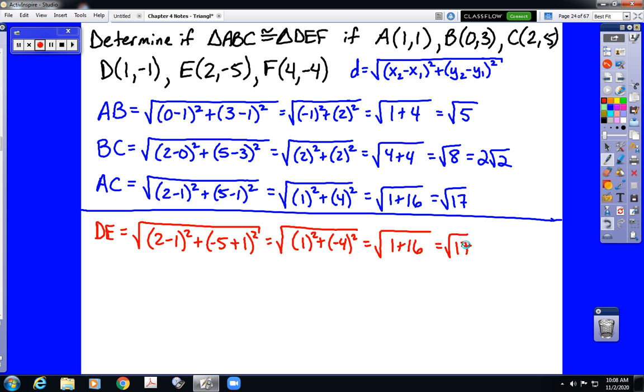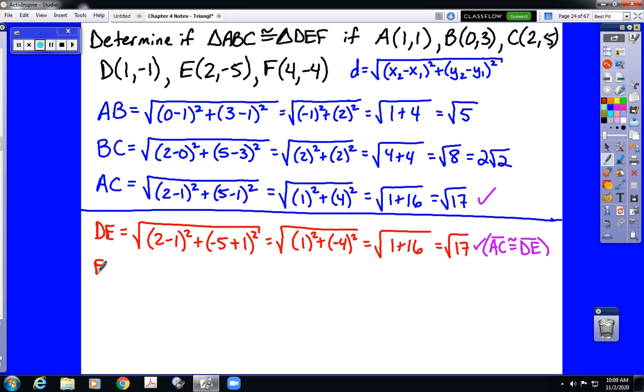So if we look at what we've got there, that number has to match one of the side lengths from the first triangle, which it does. AC is equal to DE, which in turn would mean that line segment AC is congruent to line segment DE. See, these match. They're the same. So that's one set of sides, and that's sort of unfortunate, because if it didn't match, the problem would be over and the answer would be no. But we have to continue and do another distance formula.